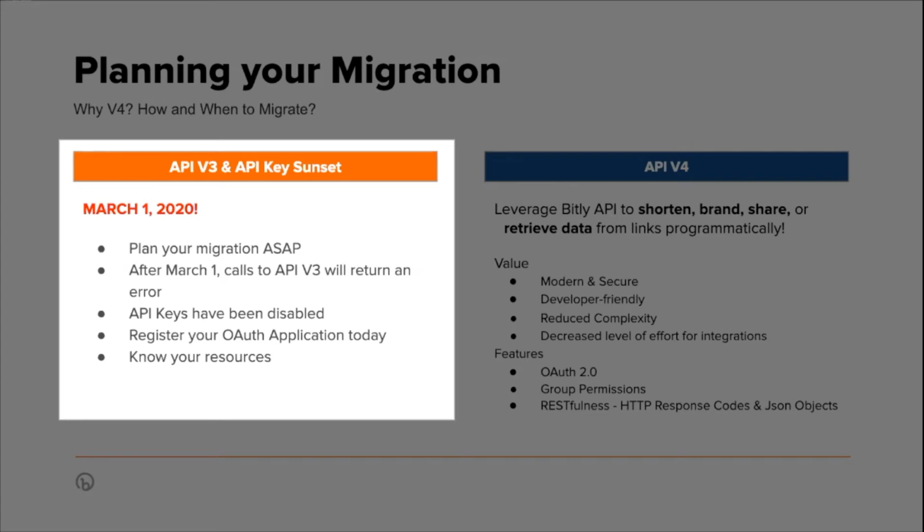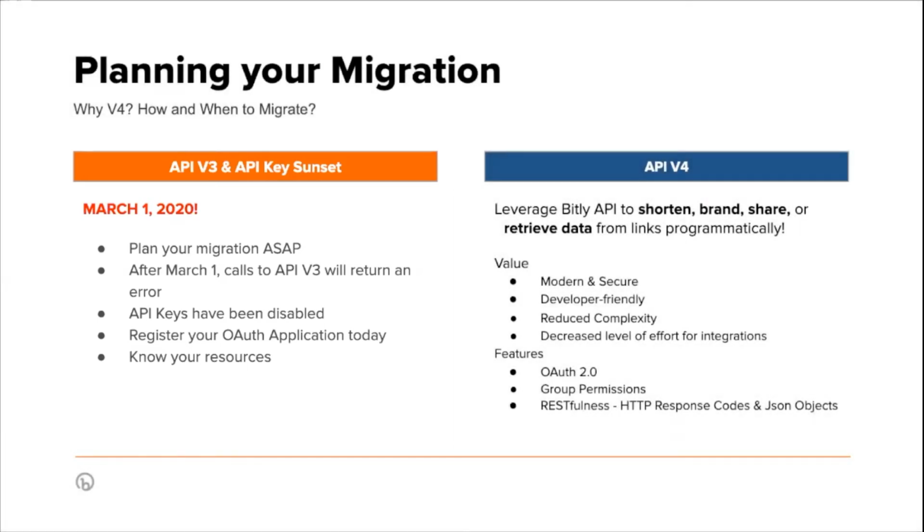We ask that you register your OAuth application today, as V4 authentication has been upgraded to follow the OAuth 2.0 specification. We also want you to be familiar with the resources available to you as a customer of Bitly to assist in the migration of V3 to V4. So again, action is required on your part as we sunset this version in favor of our new, greatest, and latest version of the API.